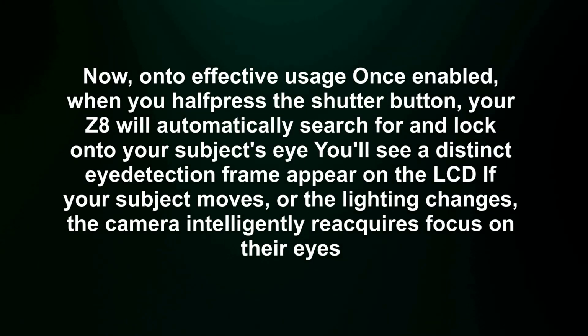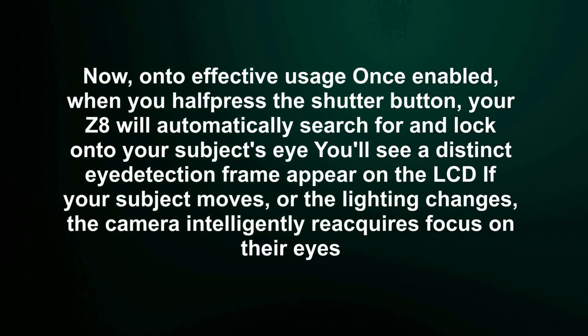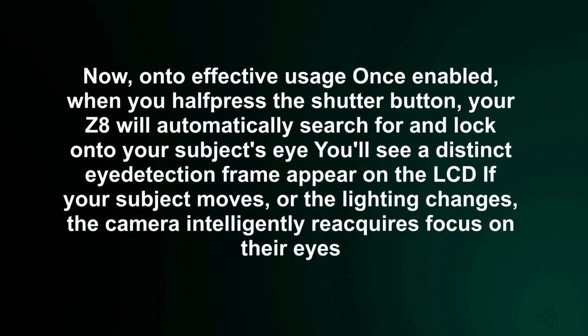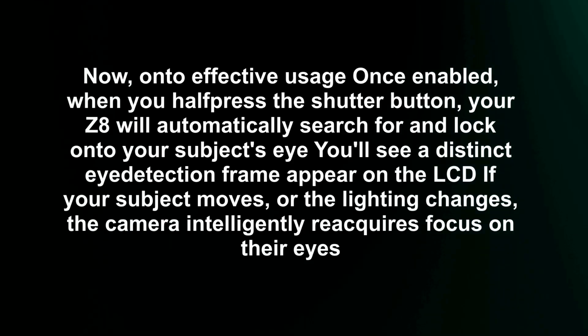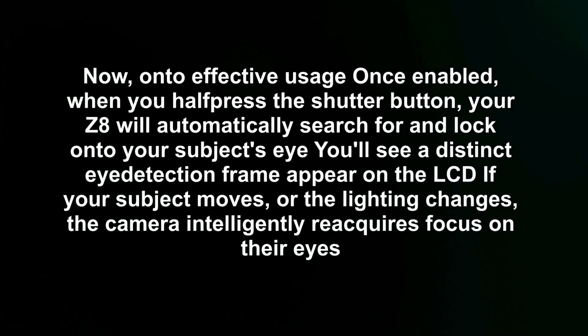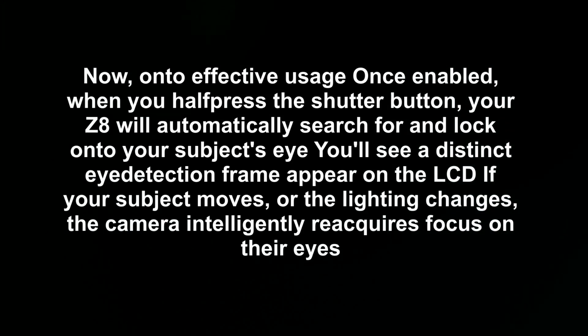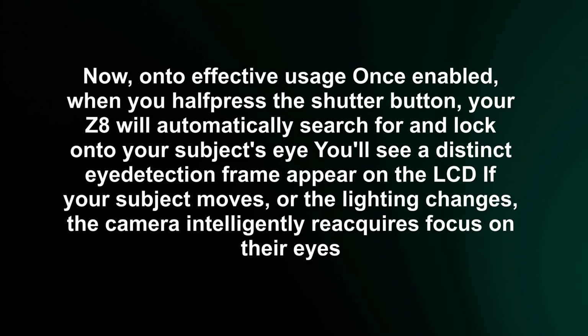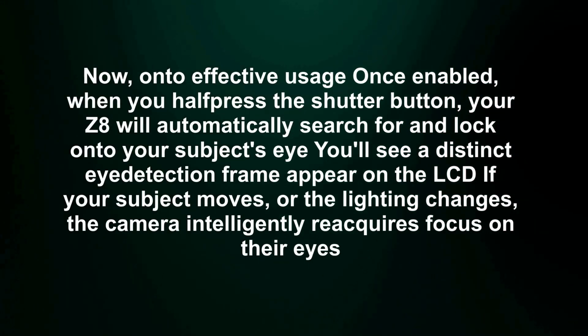Now, onto effective usage. Once enabled, when you have pressed the shutter button, your Z8 will automatically search for and lock onto your subject's eye. You'll see a distinct eye detection frame appear on the LCD. If your subject moves or the lighting changes, the camera intelligently reacquires focus on their eyes.